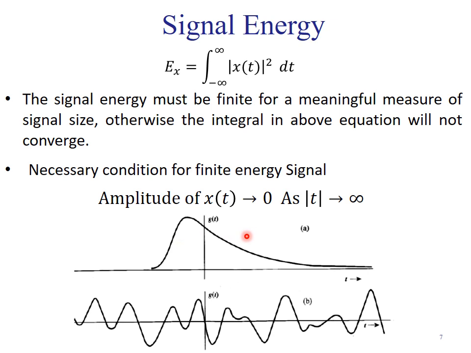For example, there are two signals given in this figure. In figure A, we have a function g of t which is converging to 0 when time reaches infinity. Obviously, we can compute the energy of the signal by computing the area under this curve. However, in part B of this figure, the signal is not converging. It is continuously changing from minus infinity to infinity, so we cannot compute the energy of this signal because this integral won't converge in that case.